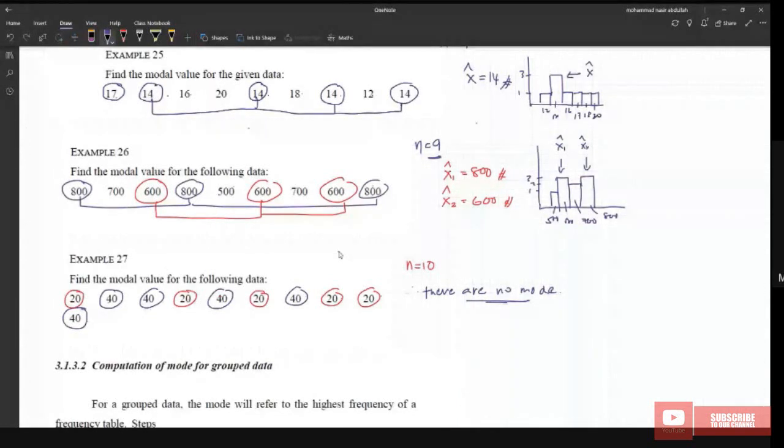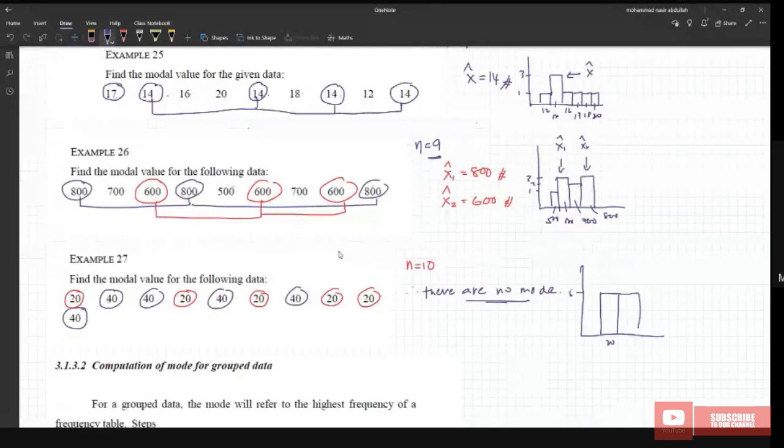For example number 27, let's say we draw a brief histogram. We have 20 appearing 5 times. This is 20, this is 5 times. And 40 also appears 5 times. Right? We don't have any highest value in this data. So that's why there is no mode in this data. Are you clear with this one?